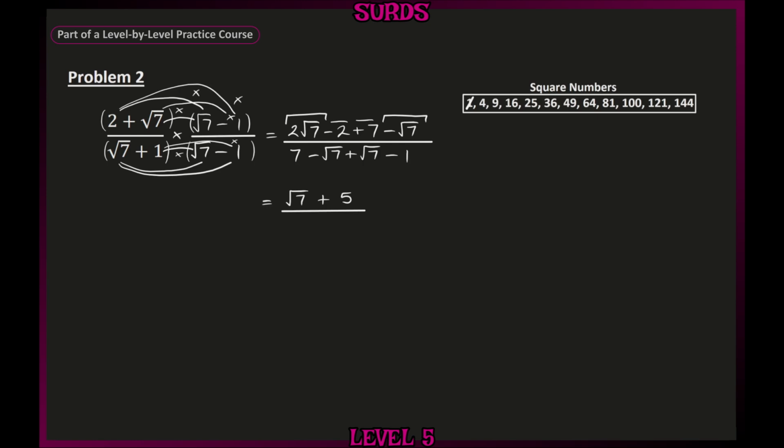In the denominator, the minus root 7 and the plus root 7 will just cancel out. And as mentioned in the last example, this will always happen if we do this correctly. And then we're left with 7 minus 1, which is just 6. Now here, 1, 5 and 6 have no common factors greater than 1, which means that we can't simplify the fraction any further. So root 7 plus 5 over 6 is our final answer to problem 2.